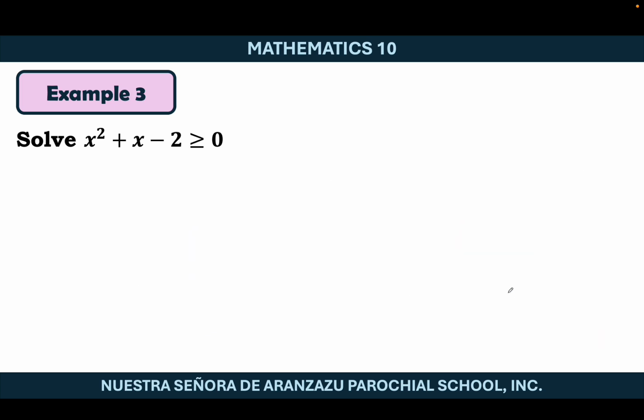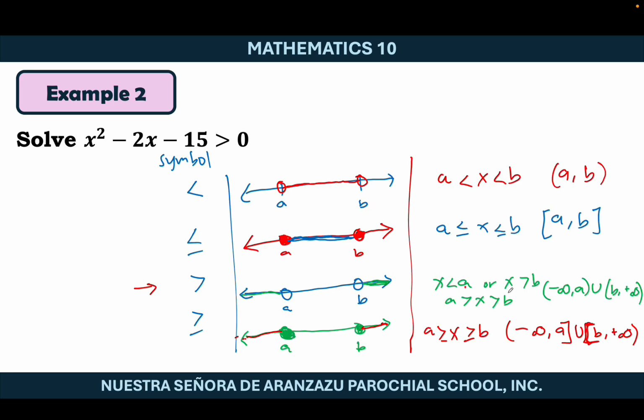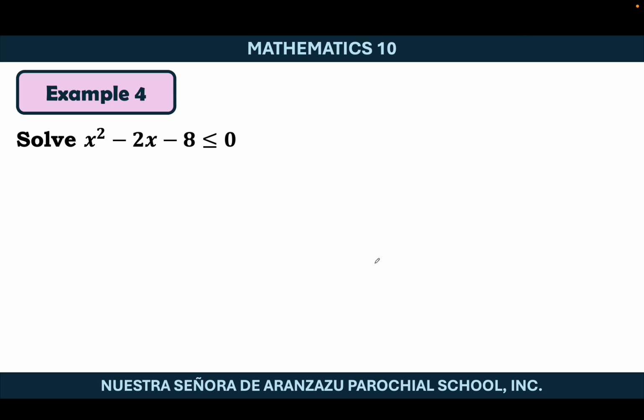Ganon. Next naman, kapag ganito naman, greater than or equal to, x squared plus x minus 2, greater than or equal to, ibig sabihin, ganito yung magiging tsura ng graph niya. And yung solution mo is this one. All you have to do is to solve for the two values of x, yung A and B. Okay? So, yan.